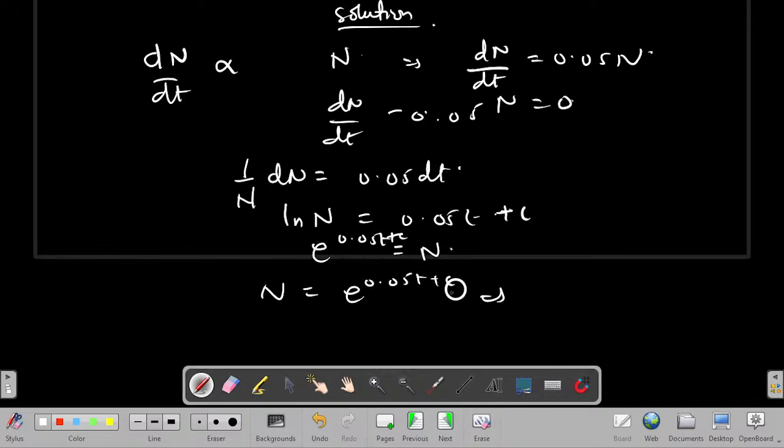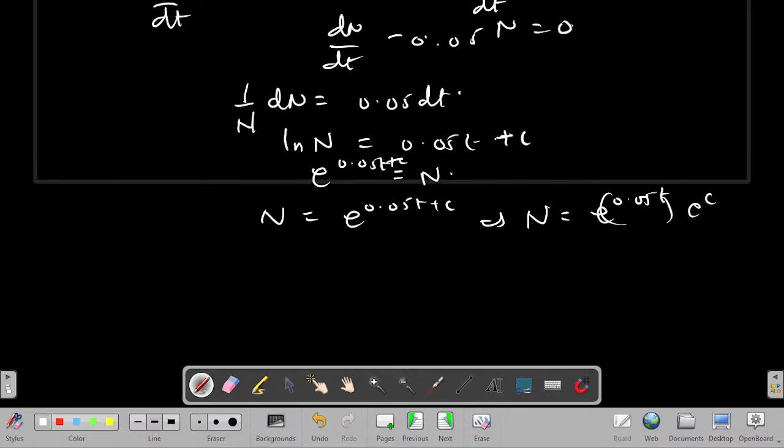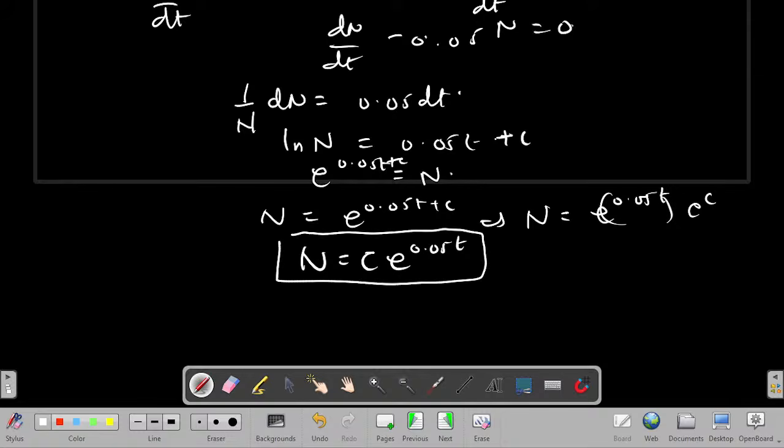Whenever you have c as a power, please bring it down. How do you bring it down? You use the indices power, right? So e to the power 0.05 t multiplying e to the power c. But e to the power c is another constant c, okay? So our solution will become n is equal to c e to the power 0.05 t. So there is the solution. Once you are here, you're almost done.